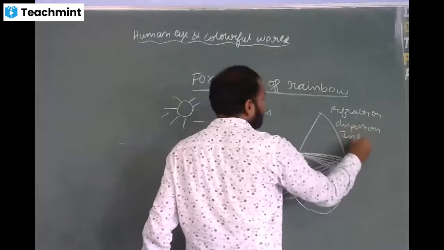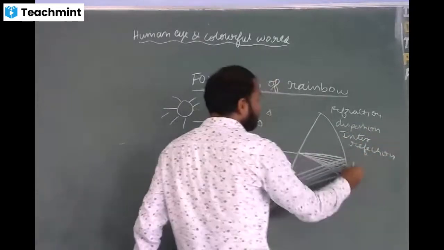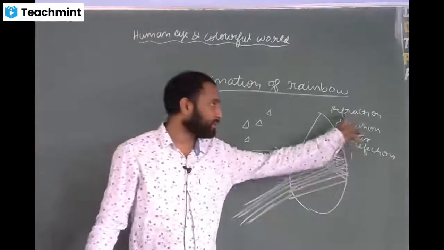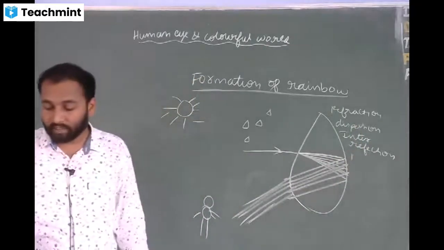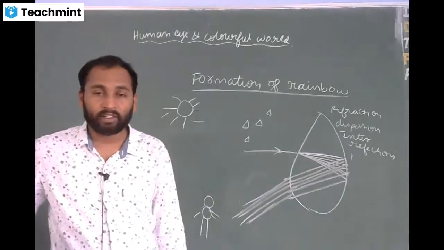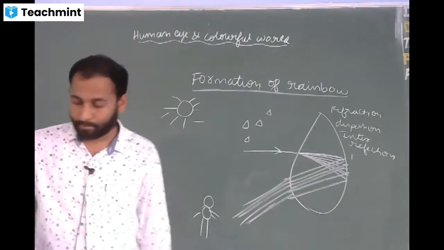After that internal reflection, then again from here refraction. So these are the main points: refraction, dispersion and internal reflection. In the previous chapter, light, I have discussed total internal reflection. Do you remember? Yes, sir.